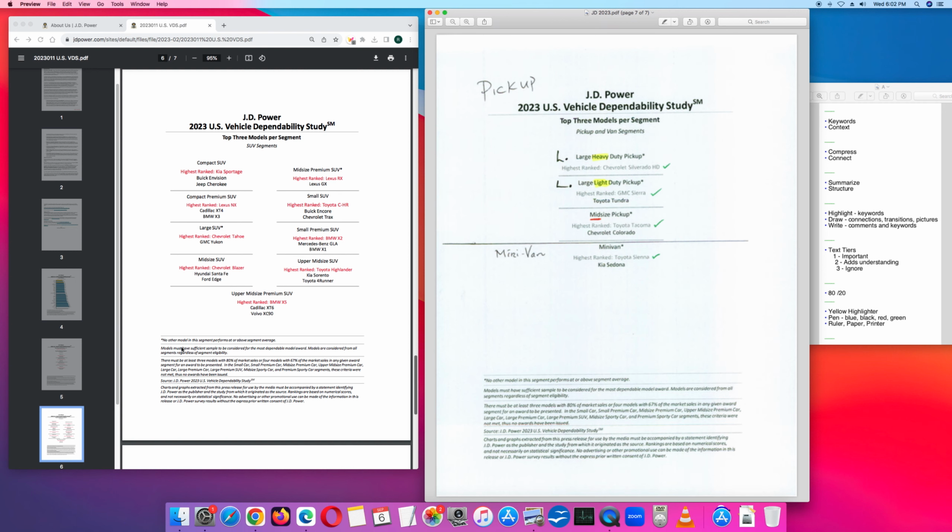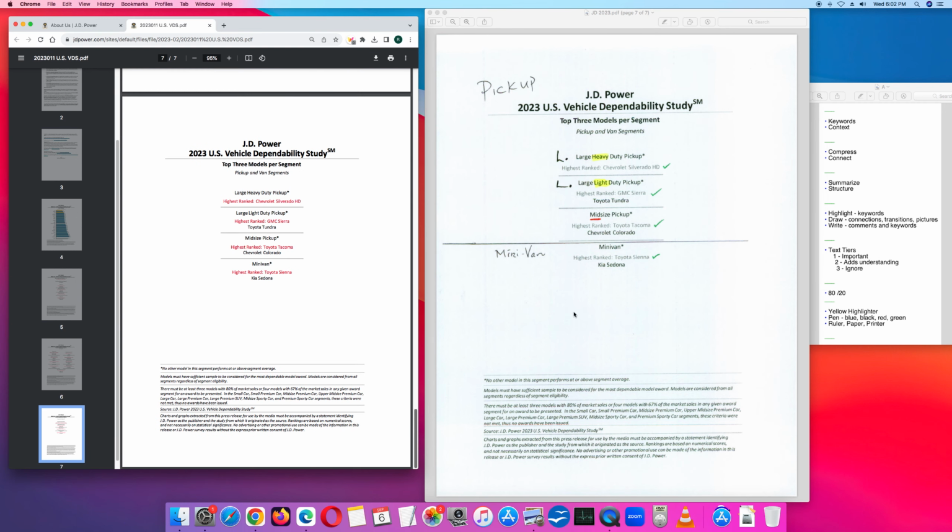Okay, now moving on to page 7, a little bit easier here, but this has 2 categories, pickup and minivan. So bottom is minivan, top is pickup. Pickup, there's 2 categories, large, where I put an L, and then heavy and light, and then midsize. So you can see here, basically by doing this, I can then actually make an outline.